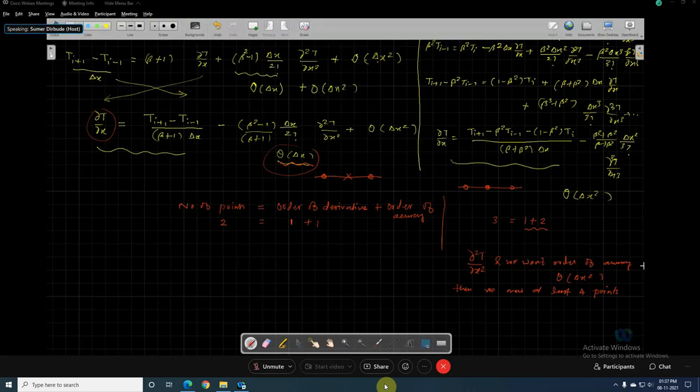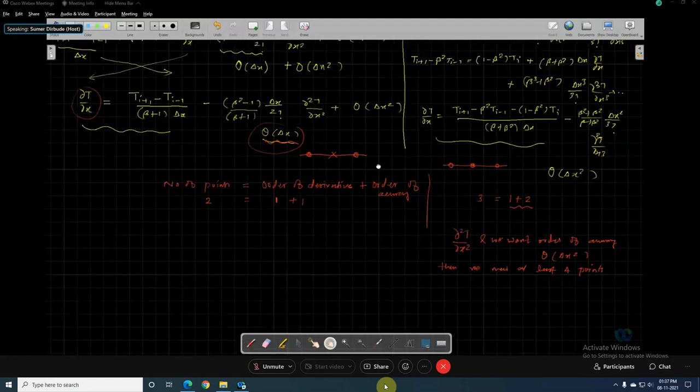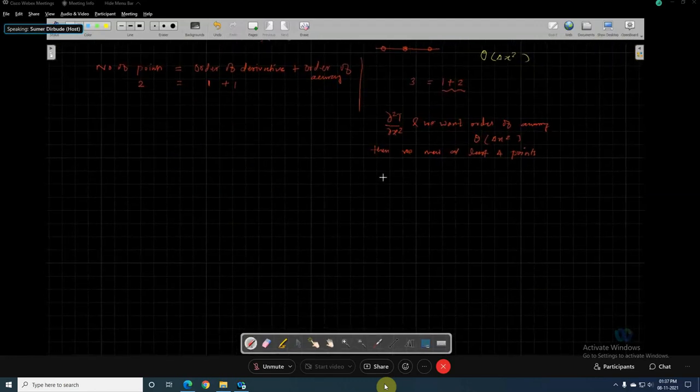So for this expression, del 2 T del x square, you have already seen. Now similarly for del 3 T del x3 with order of accuracy delta x square, the number of points or nodes required is equal to 3 plus 2, 5. 5 points, 5 nodes information is required. Okay.